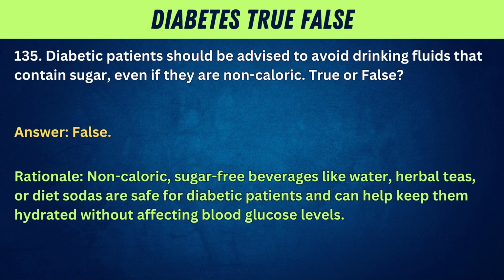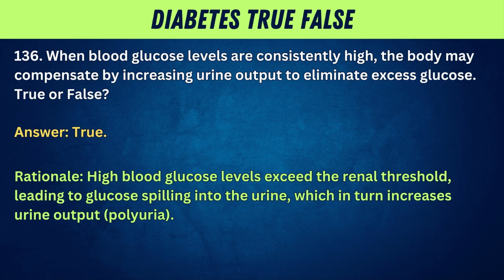True or false? Answer: false. Rationale: non-caloric, sugar-free beverages like water, herbal teas, or diet sodas are safe for diabetic patients and can help keep them hydrated without affecting blood glucose levels. 136. When blood glucose levels are consistently high, the body may compensate by increasing urine output to eliminate excess glucose.